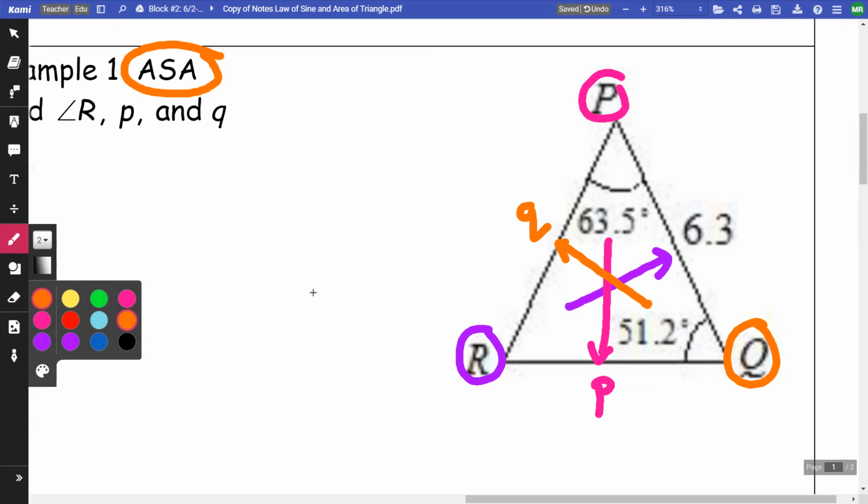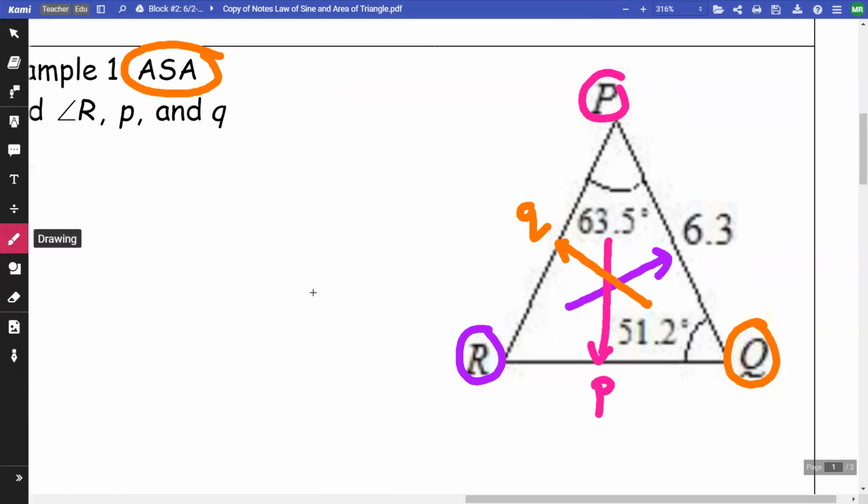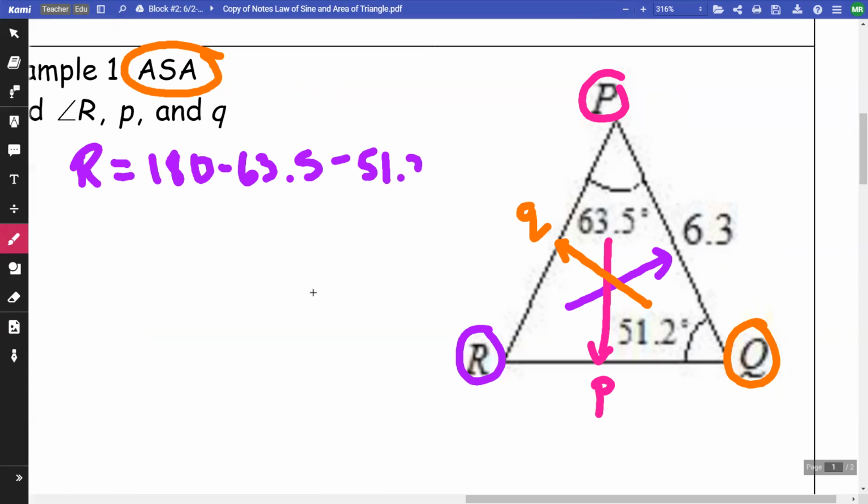Looking at this so far, in my purple, I don't know my angle, but I know the side is 6.3 across. In my pink, I know my angle 63.5, but I don't know the side across. In my orange, I know my angle Q is 51.2, but I don't know the side across. So I don't have any pair, but I can easily get my purple angle R because in a triangle, I take 180 minus 63.5 minus 51.2, and that is going to give me my angle.